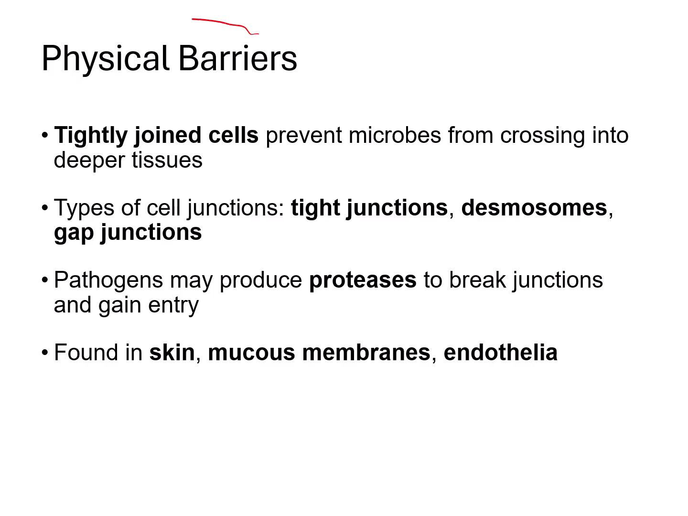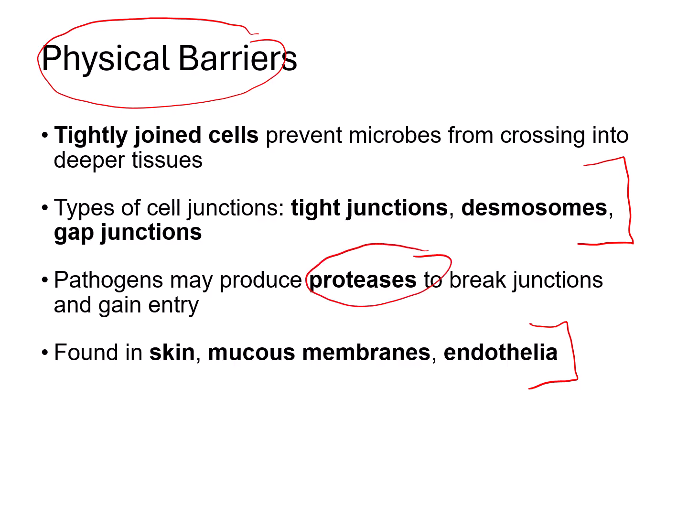Physical barriers are created by tightly joined cells that microbes cannot easily penetrate, and we're going to find these in the skin, the mucous membranes, and the endothelia. There are 3 key junction types that help maintain these barriers at these sites, including tight junctions, desmosomes, and gap junctions. But many pathogens try to break these junctions apart by releasing enzymes called proteases.